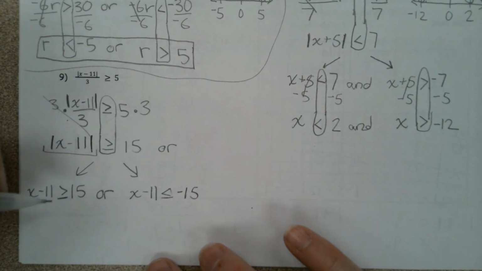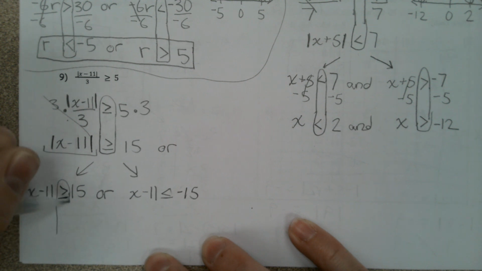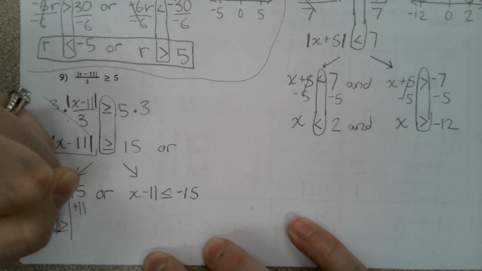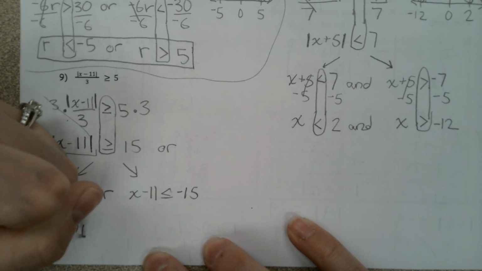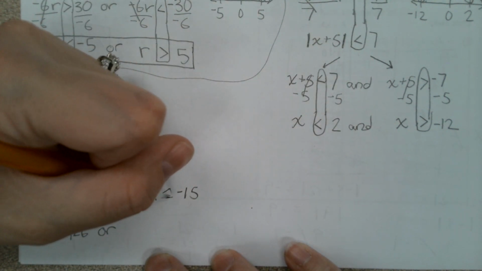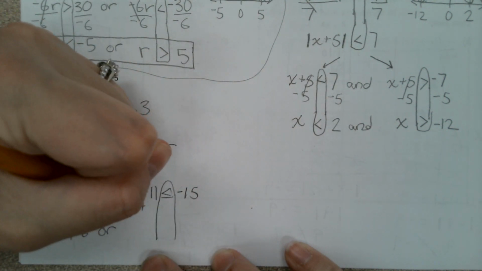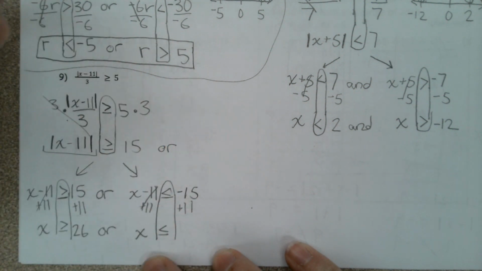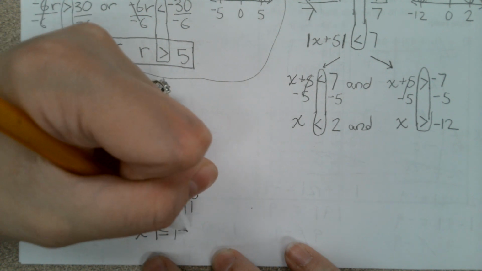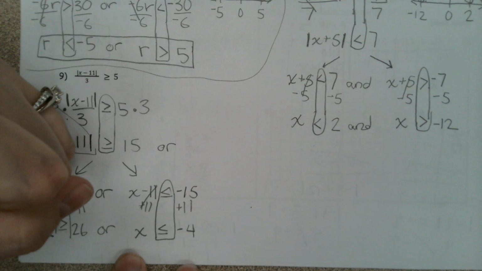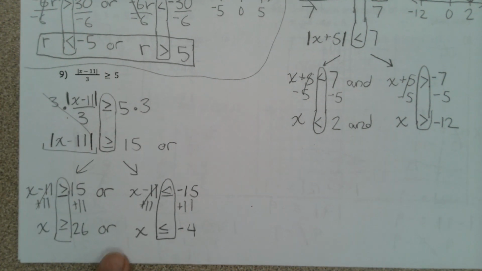All right, let's solve. One step. Add 11 to both sides. X is greater than or equal to 26. Or, same thing over here. Add 11 to both sides. X is less than or equal to negative 4. Last thing to do is graph it and make sure that it's an OR graph.